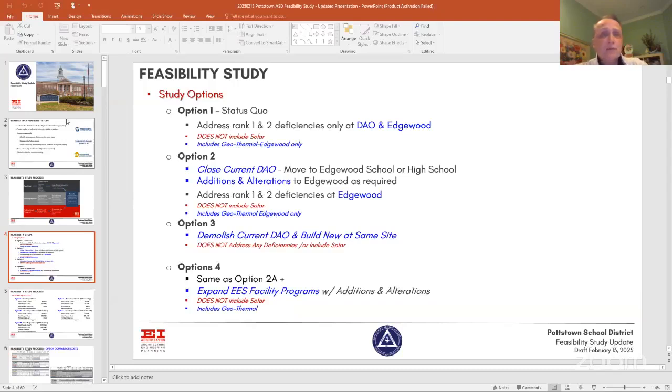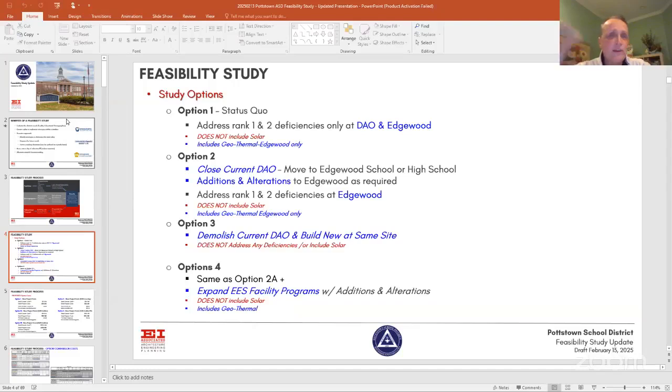But option number 2, we actually have a 2A and a 2B. They're very similar. Both of them address rank 1 and 2 deficiencies at Edgewood, but it's to close the current district administration office and either move the functions to Edgewood or the high school. Again, this does not include any solar, but it does include geothermal at Edgewood only, because we'd have to upgrade the HVAC system there due to the age and some of the issues we found. So we did include that in our cost summary. You'll see here in a second.